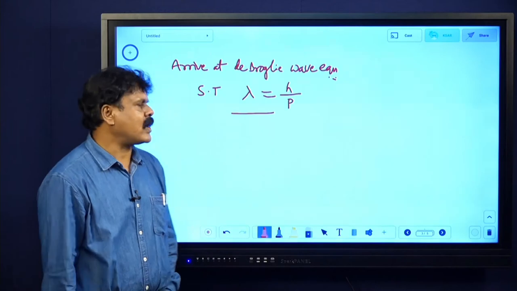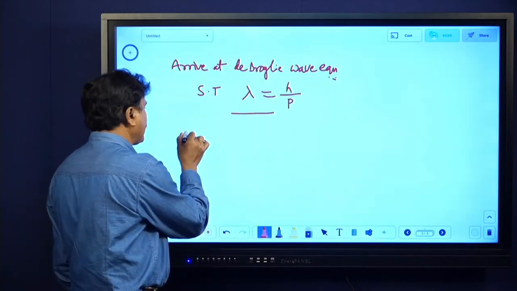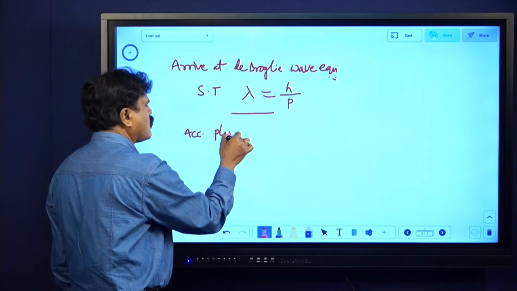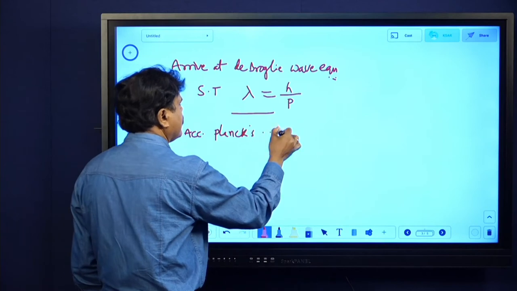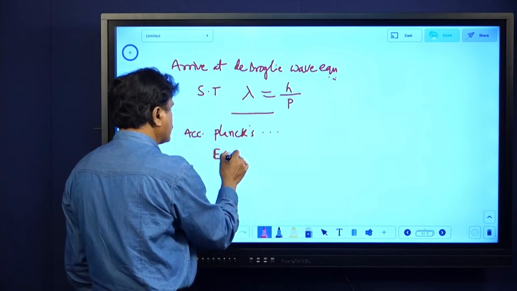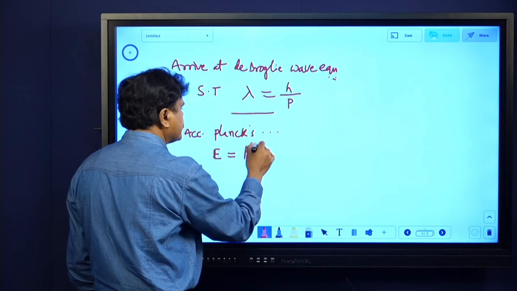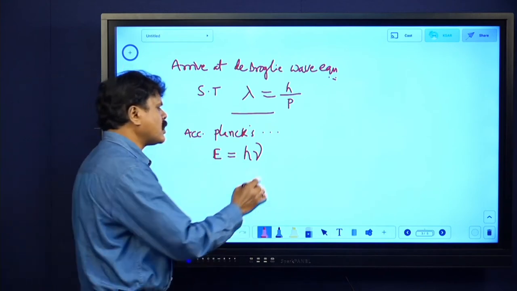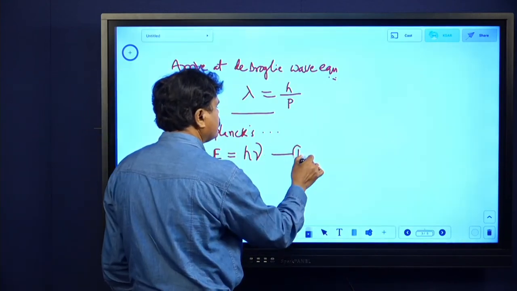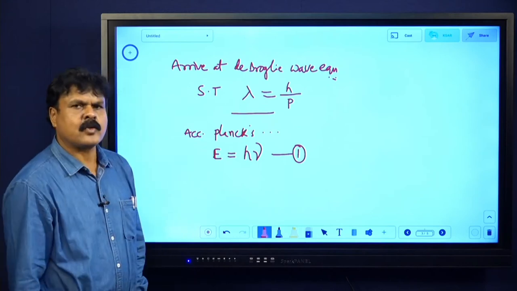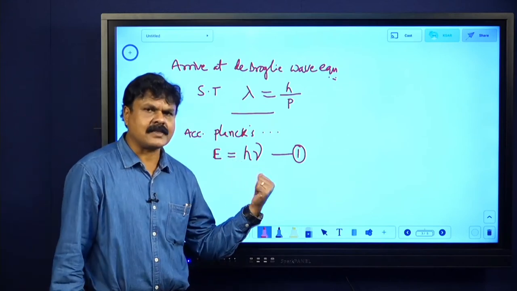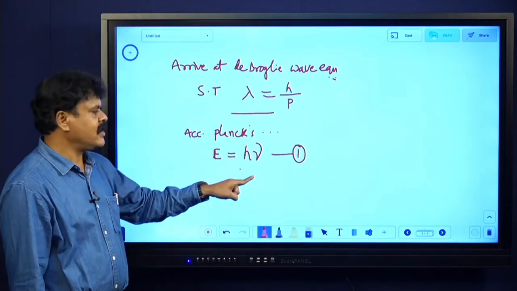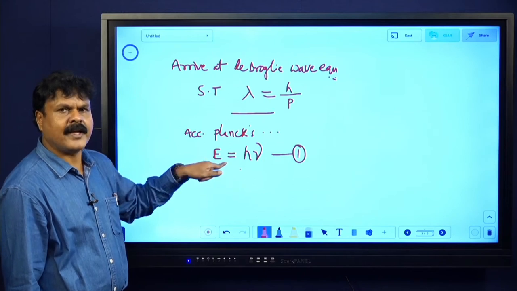It is very simple. You can start in any way. According to Max Planck's quantum theory, the energy associated is E equals h nu. Call it equation 1. And immediately explain what h and nu are. h is Planck's constant, as that concept was provided by Planck only, so we call it Planck's constant. Nu is the frequency of radiation.